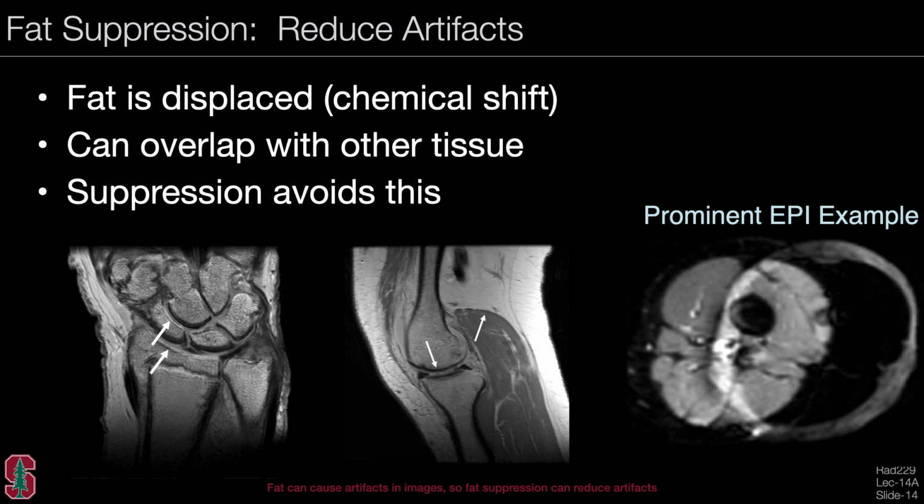On the far right, we see an EPI example where the effective bandwidth in the phase encode direction is quite low. This results in a huge displacement, and the fat here can shift right on top of the rest of the image. So by using fat suppression, which is very common in EPI, we can avoid this artifact.